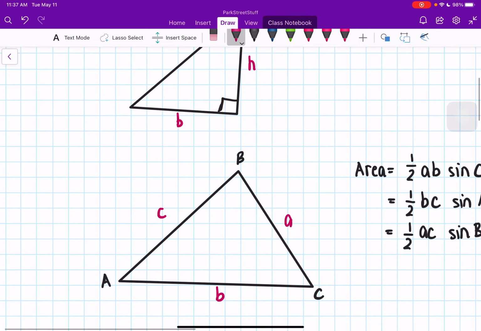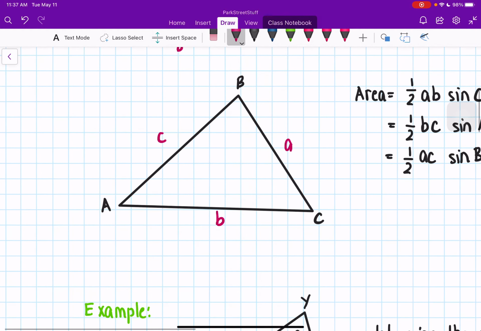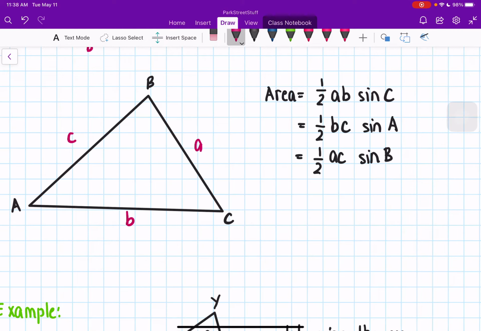However, we need to know what to do when we have a triangle that is not right angled. And that's where the area rule comes into play. So this is the rule. The area of triangle ABC is half A times B times sine of C. Or we could say half B times C times sine of A. Or we could say half of A times C times sine of B.